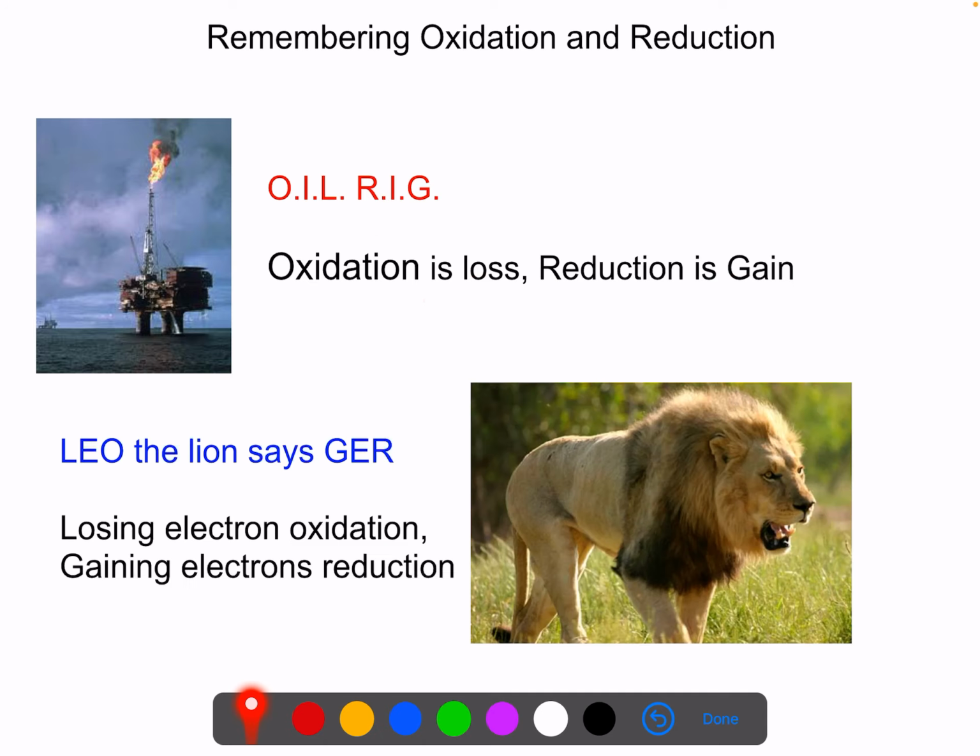OIL RIG. Another one, if you prefer, is LEO says GER, where LEO, losing electrons, is oxidation, and GER, gaining electrons, is reduction. You may have your own, but those are two common ones that people find helpful.